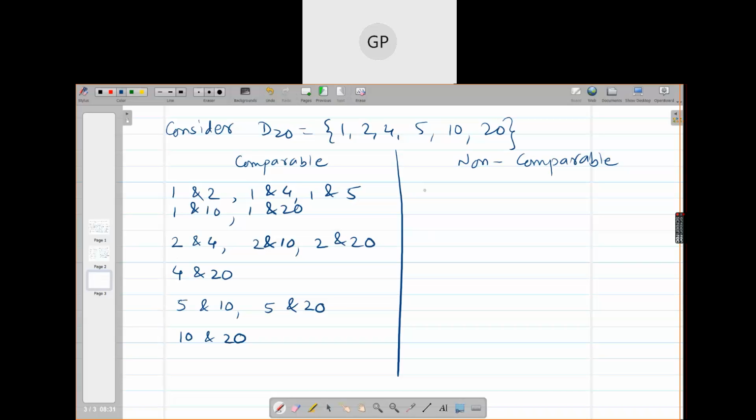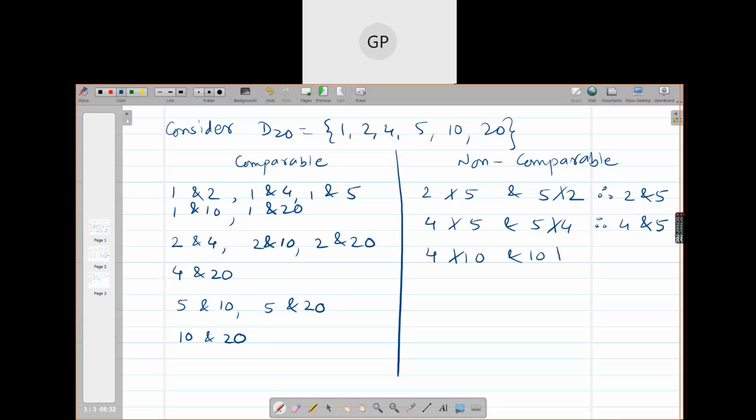Now tell me, which are non-comparable? 2 does not divide 5 and 5 also does not divide 2, right? Therefore 2 and 5 are not comparable. Do you understand this? Both ways it is not happening. Then 4 does not divide 5 and 5 does not divide 4. Therefore 4 and 5 are also not comparable. Then 4 does not divide 10 and 10 does not divide 4. Therefore 4 and 10 are also not comparable. Anything else? That's all, right?